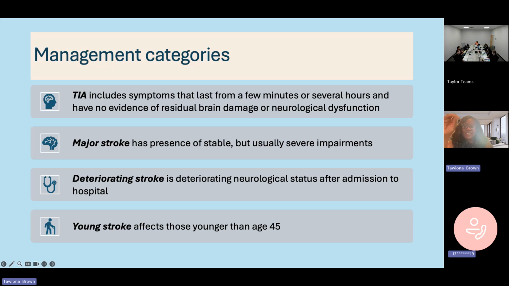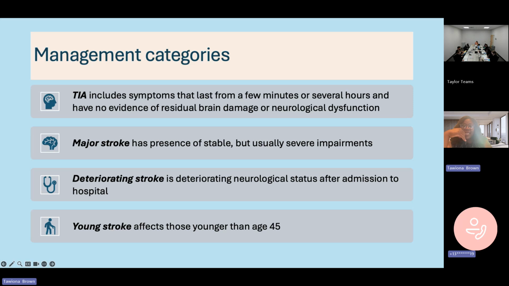So another way that we manage strokes is this. You have a TIA, which is a transient ischemic attack, is what we'll call that. And that's normally when you have stroke symptoms that last for maybe a few minutes or several hours, but the residual effect is gone within 24 hours.